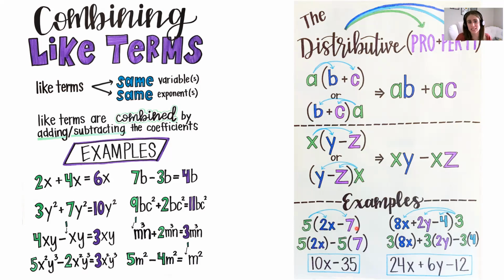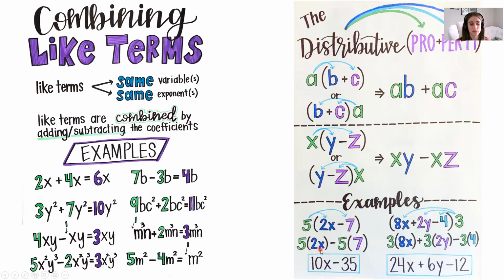The distributive property is kind of like a loophole. It's a workaround. It allows us to get rid of those parentheses when you can't combine like terms. So this 5 is being multiplied by everything inside the parentheses. We're going to multiply 5 times 2x, and then we also multiply 5 times 7.